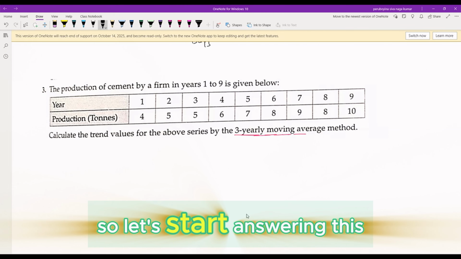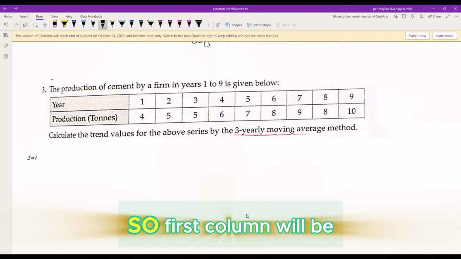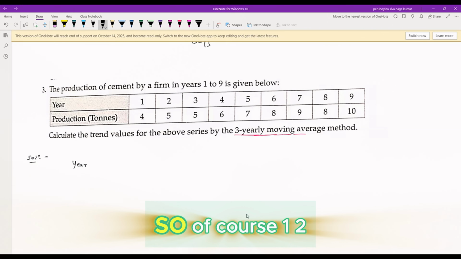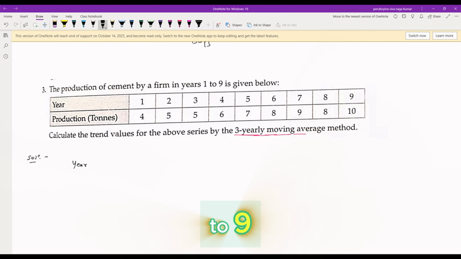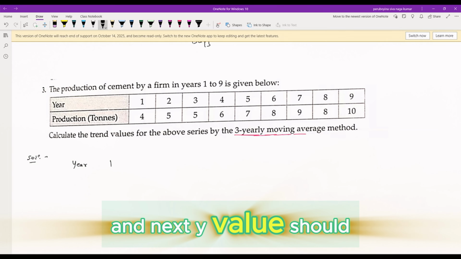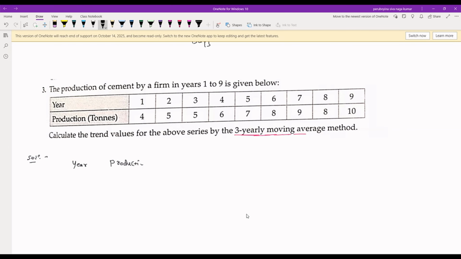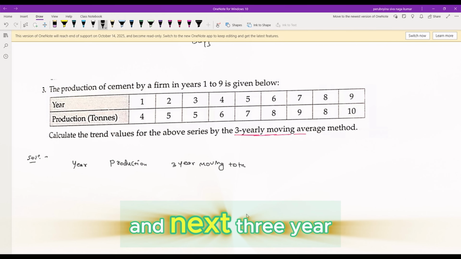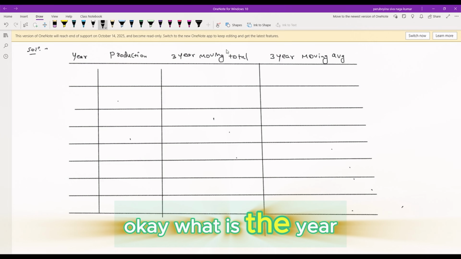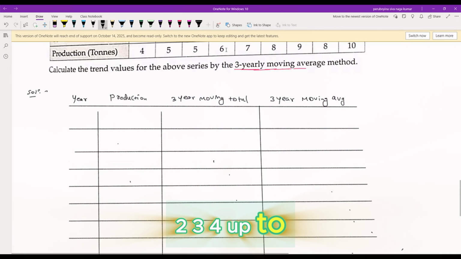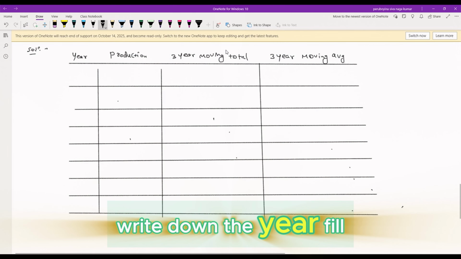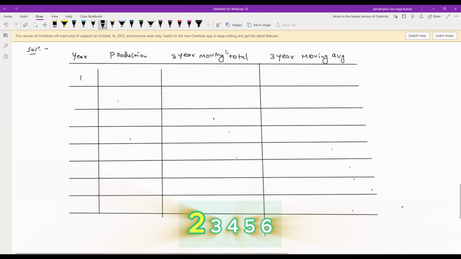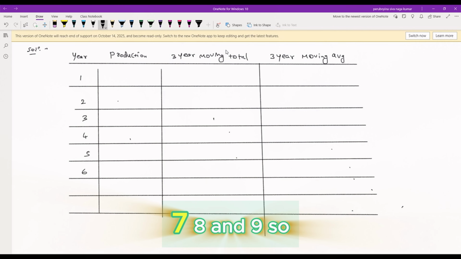So let's start answering this problem. First column will be year, so of course 1, 2, 3, you can write up to 9. The next y value should be production. Next we will write the 3-year moving total, and next the 3-year moving average. Fill the year column 1, 2, 3, 4, 5, 6, 7, 8, and 9.